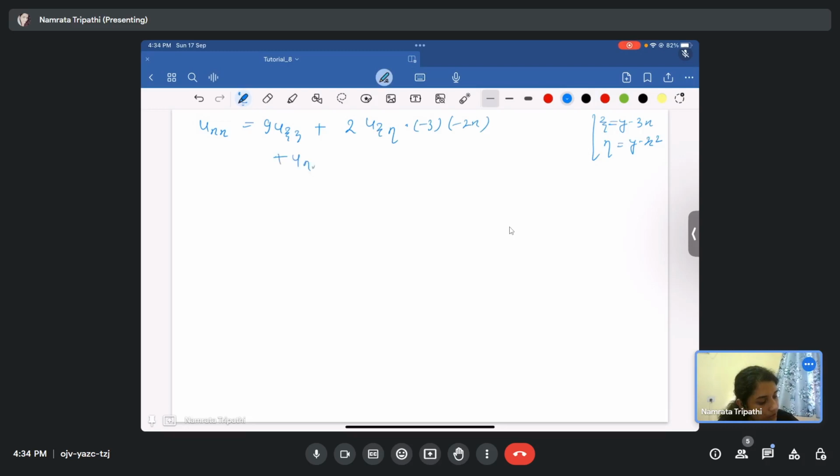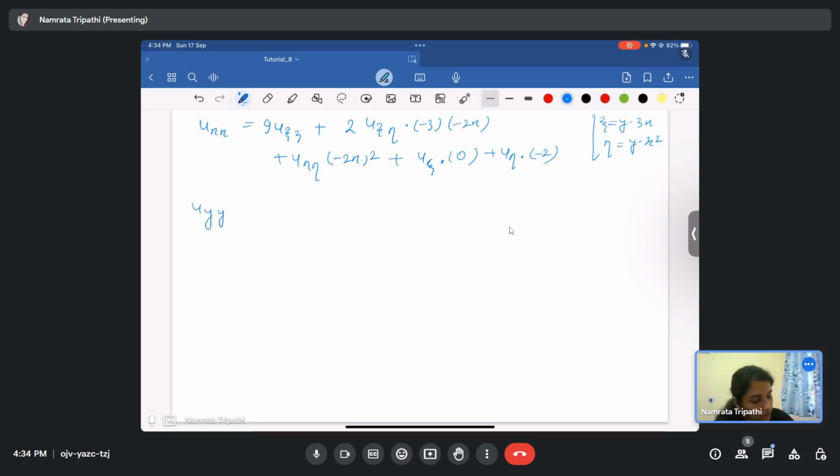And u eta eta times eta x square. Eta x is minus 2x whole square, plus u xi times xi xx, which is 0, plus u eta times eta xx, which is minus 2. Fine.